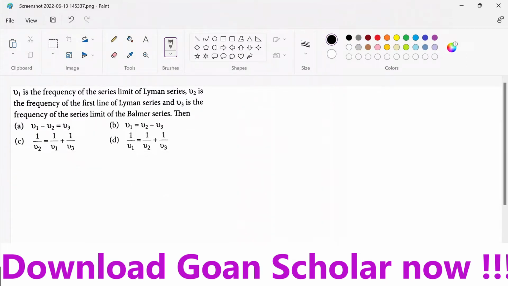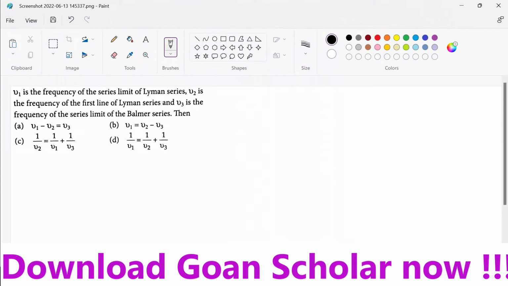It says if nu1 is the frequency of the series limit of Lyman series, nu2 is the frequency of the first line of Lyman series, okay, there are different lines, so the limit is nu1 and nu2 is the frequency of the first line. I hope all of you are familiar with Lyman, Paschen, Balmer, all these series. And nu3 is the frequency of the series limit of Balmer series. Then what is the relation between each one of them?